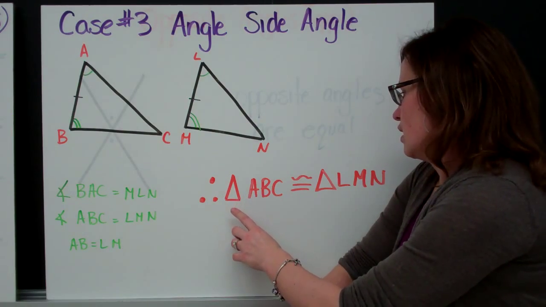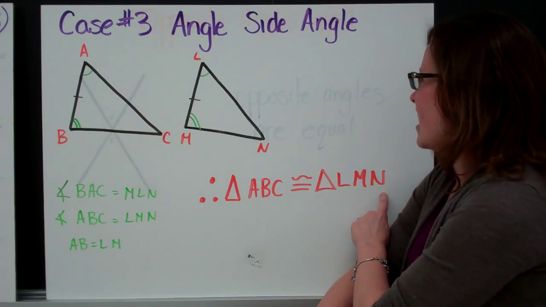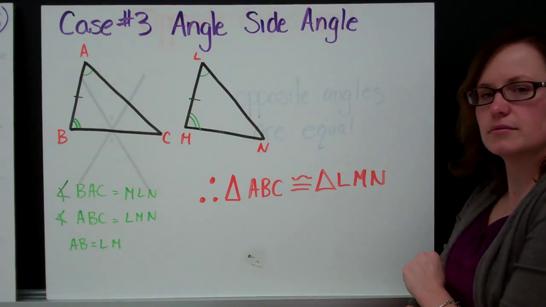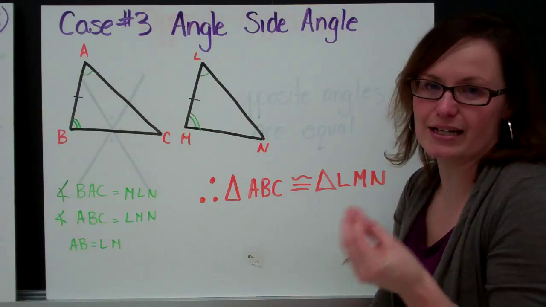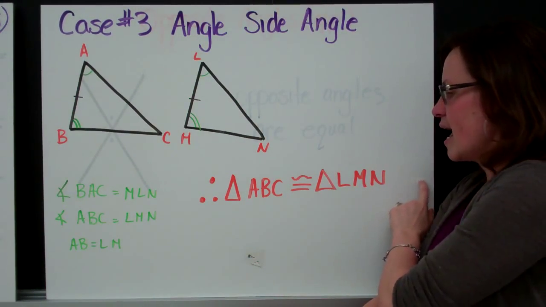Therefore, triangle ABC is congruent to triangle LMN. And what needs to go here? I need to show how I know. I need to show what rule I used. So it's angle, side, angle. It would be ASA.